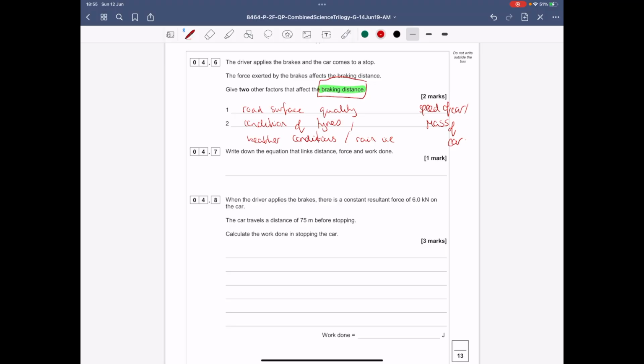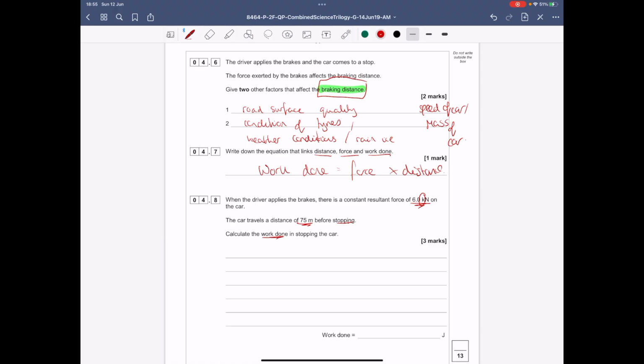Write down the equation that links distance, force and work done. So this is the equation you need to know. Work done equals force times distance. It then says when the driver applies the brakes, there is a constant resultant force of 6 kilonewtons on the car. The car travels a distance of 75 meters before stopping. Calculate the work done in stopping the car.